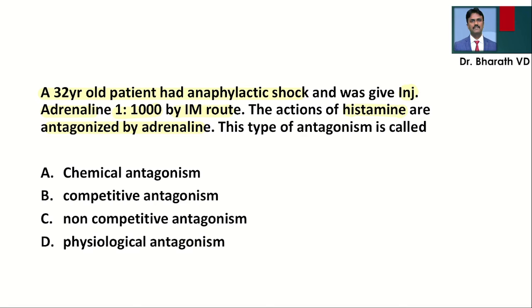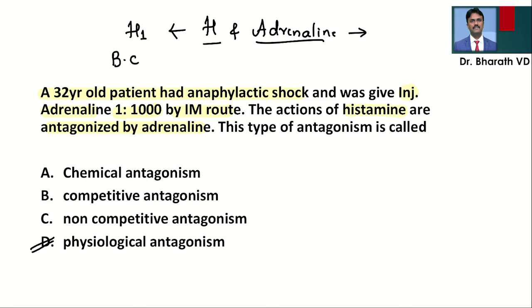Yes, if you are telling physiological antagonism, then you are right. Remember, histamine and adrenaline are physiological antagonists. What is a physiological antagonist? The first rule is they should act on different receptors. Histamine acts on the H1 receptor and causes bronchoconstriction. Adrenaline acts on beta 2 and causes bronchodilation. So, when do you call it physiological antagonism? The receptor should be different. Second point, the action should be opposite. Then we call them physiological antagonists.